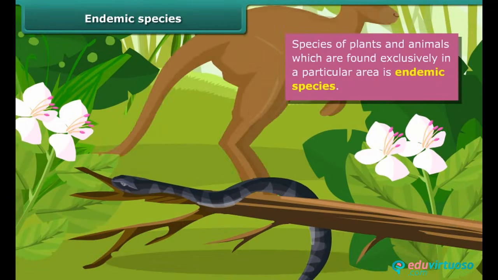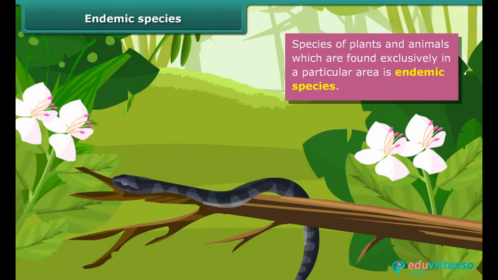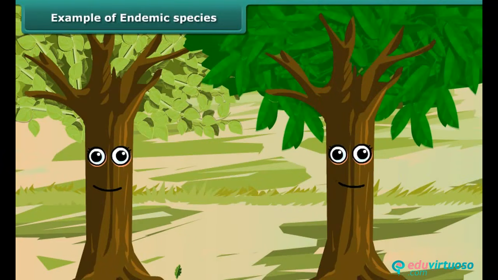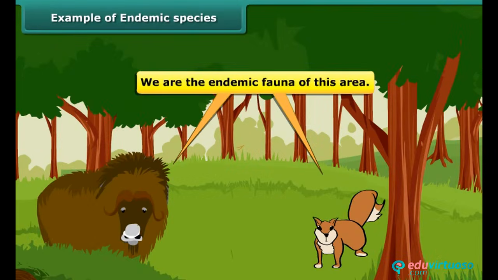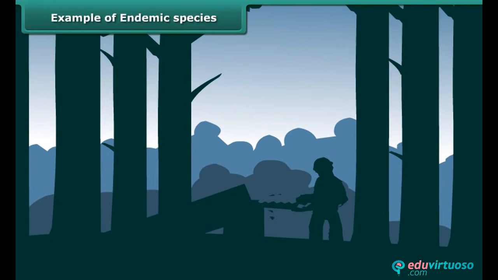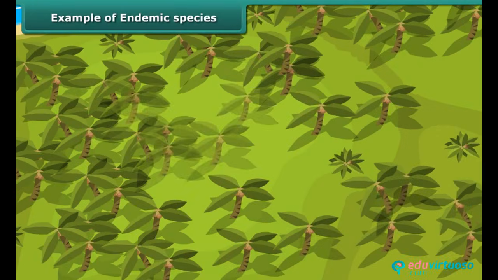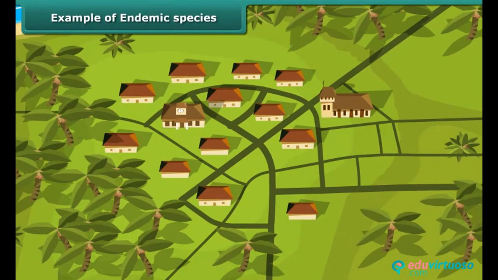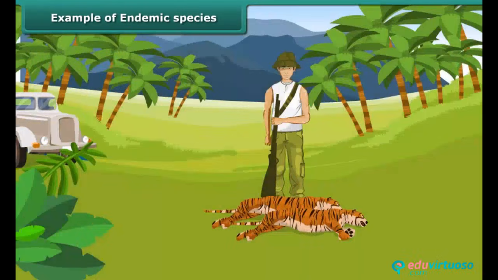A particular type of animal or plant may be endemic to a zone, a state, or a country. We are the two endemic flora of the Pachmarhi Biosphere Reserve. We are the endemic fauna of this area. What factors lead to making them endemic species? Well, humans are the main reason. The destruction of their habitat, increasing human population, and introduction of new species may affect the natural habitat of endemic species and endanger their existence.